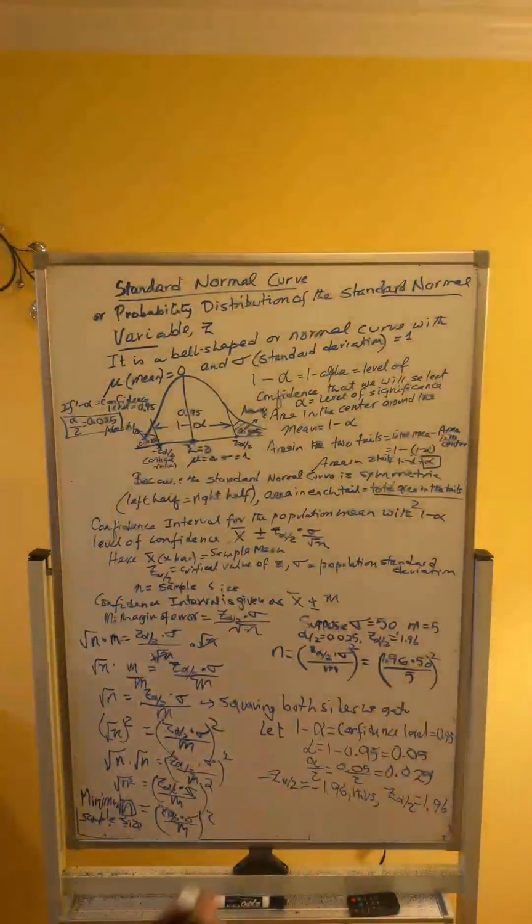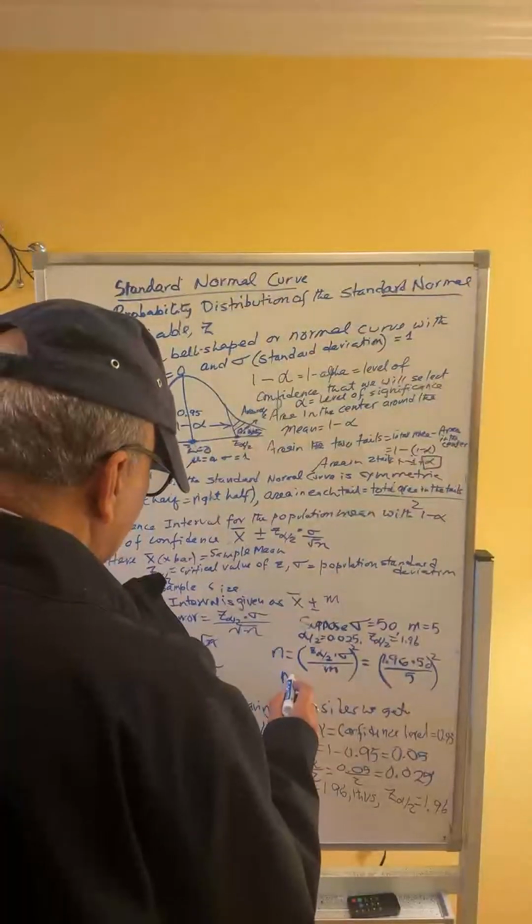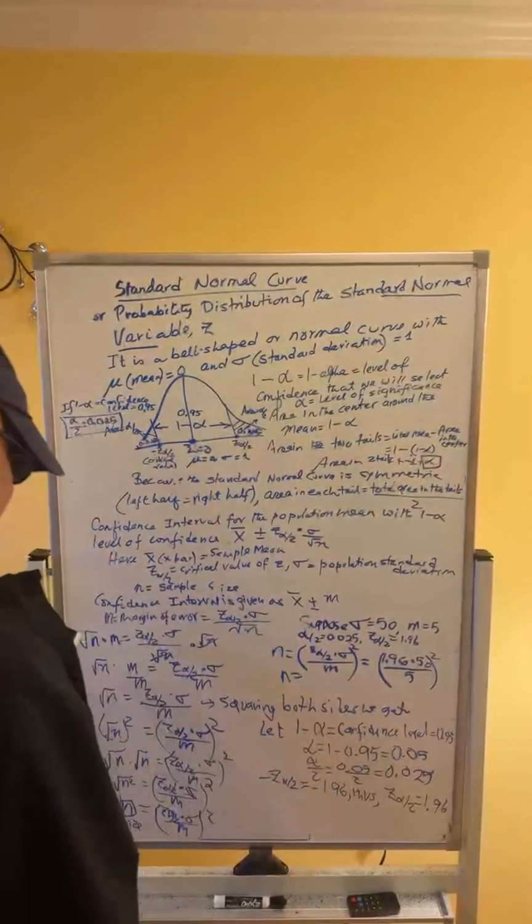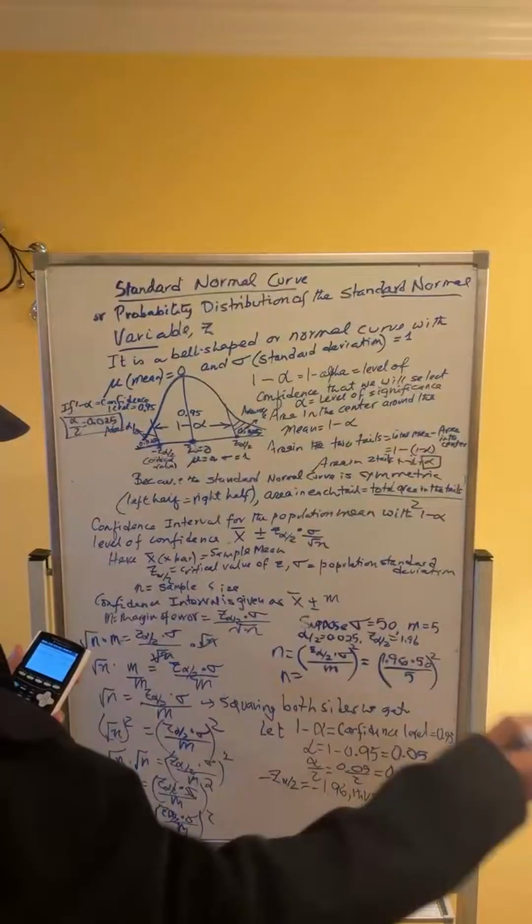Multiplied by the standard deviation, which is 50, divided by the margin of error 5, and then you have to square it. Do not forget to square it by pressing the x square button and hit enter. And you get the minimum sample size. The answer that came out in the calculator is 384.16.